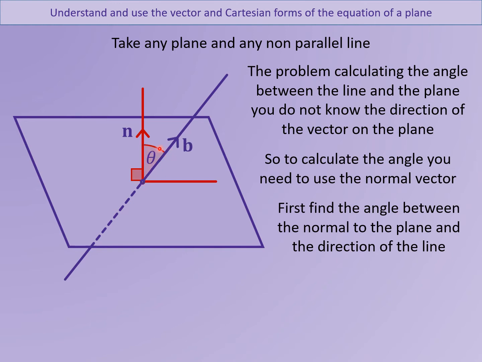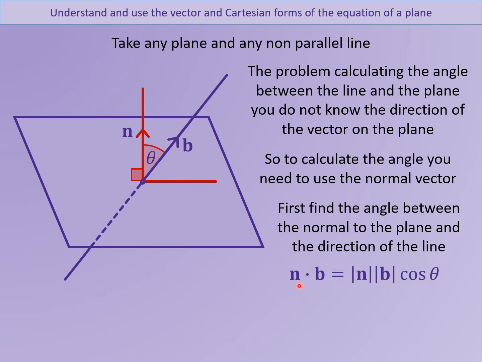So although this finds us something we don't want, the angle between the direction of the line and the normal vector, it can be used to find the angle between the direction of the line and the plane. So how do I go about doing it? As long as I've got the normal vector of the plane, and I know the direction of the line, I can work out the angle between them. And then once I've got the angle between those two, I can easily find the angle between the line and the plane by taking it away from 90 degrees.